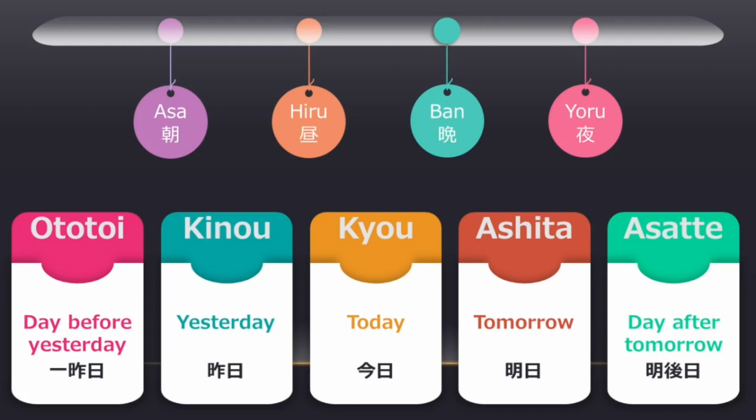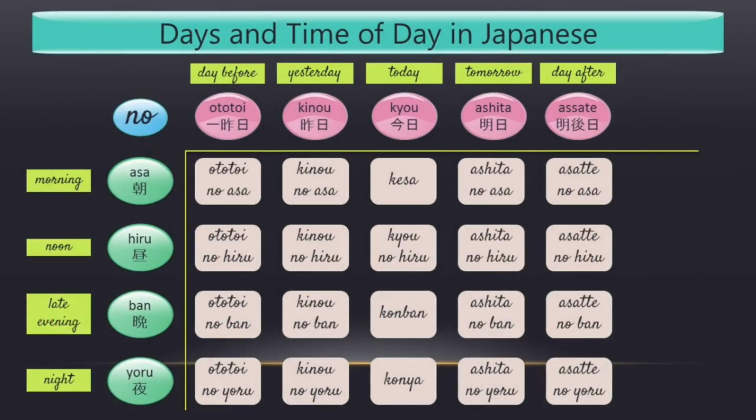Let me pronounce them once. Asa, hiru, ban, yoru. Next, let us learn how to add the particle no in between the day and the time of the day. The particle no connects a noun with another and is used to show possession or belonging to. I'll give you a simple example. Ashita is tomorrow, asa is morning, so if I use the particle no to connect these two words, I will get ashita no asa. It means the morning of tomorrow. Or I can say the morning belonging to tomorrow. That is tomorrow morning. Okay?